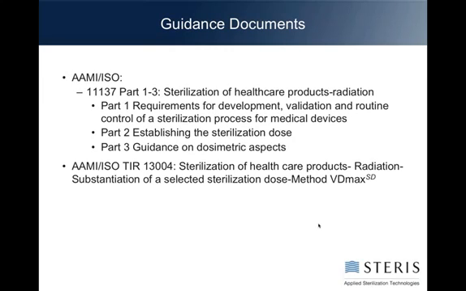Okay. The big guidance documents in this area are the AAMI and ISO documents, most importantly the 11137 series, Part 1 through Part 3. Part 1 is titled Requirements for Development, Validation, and Routine Control of a Sterilization Process for a Medical Device. The important thing is that this part tells you in general what your requirements are when you're dealing with a healthcare product that you're going to sterilize with radiation.